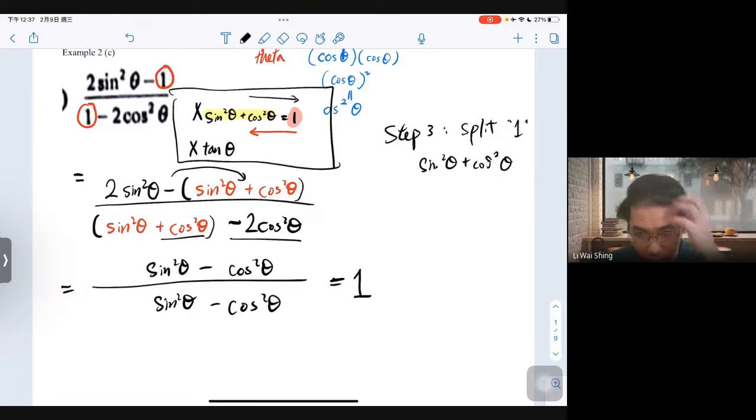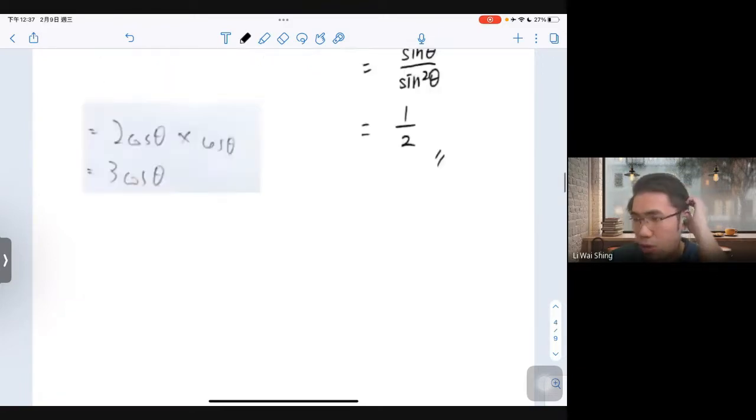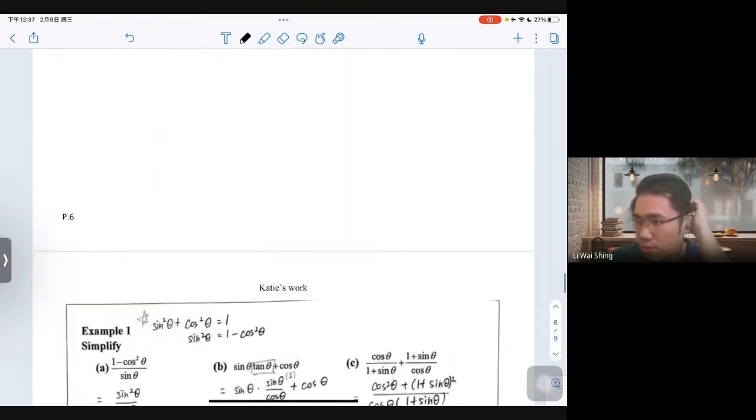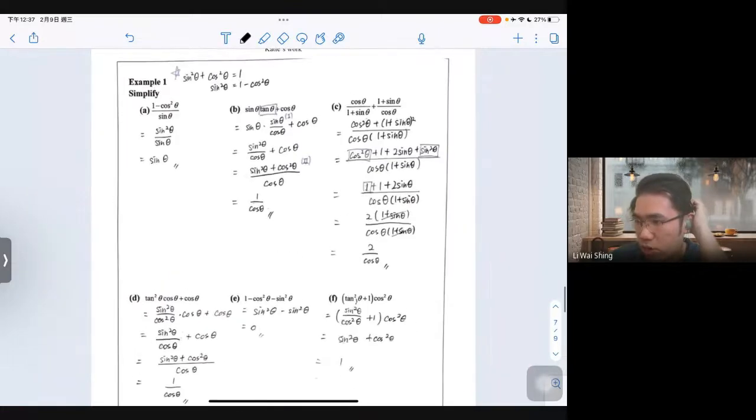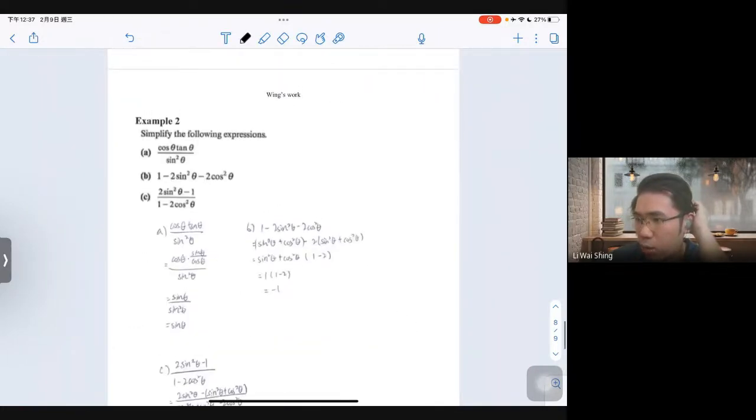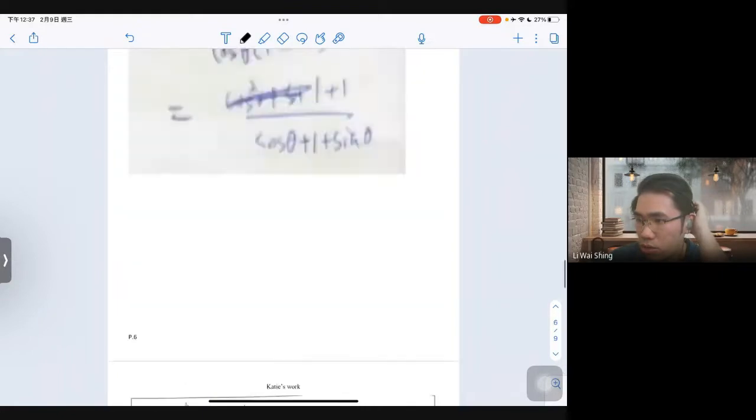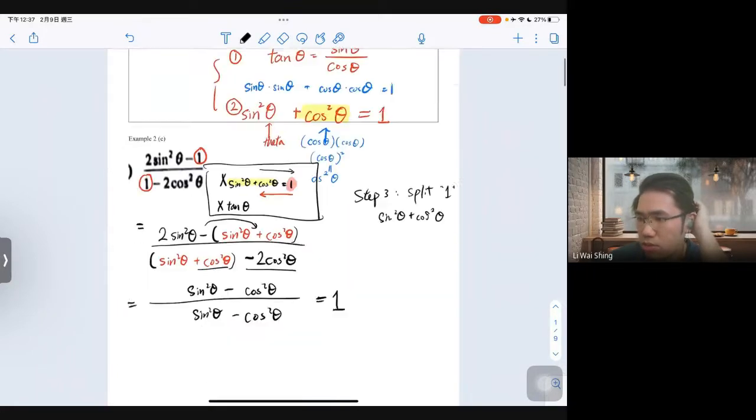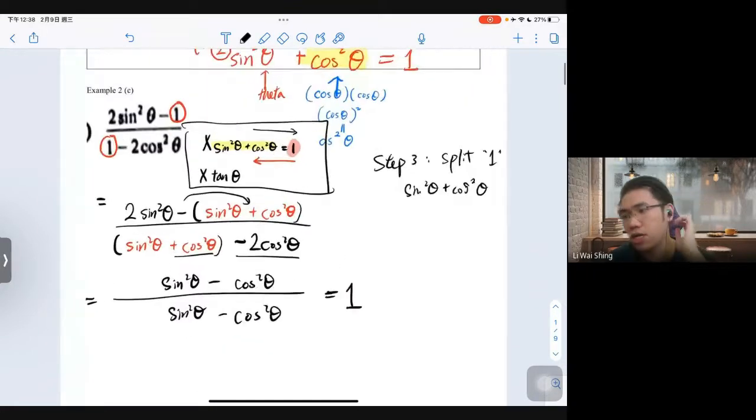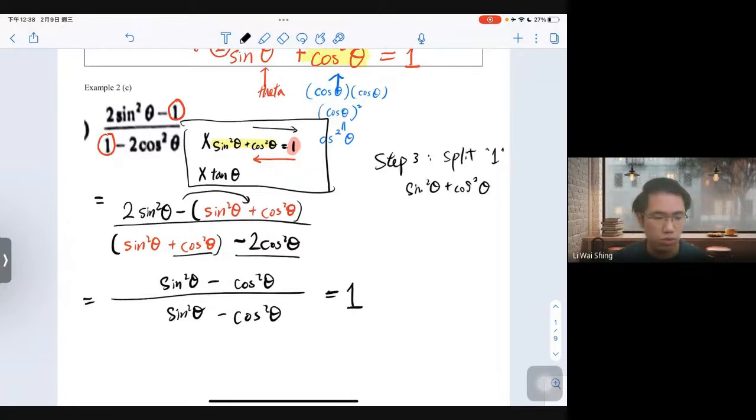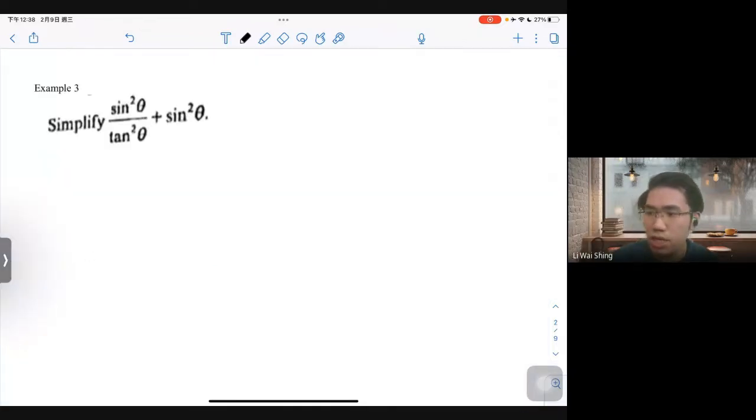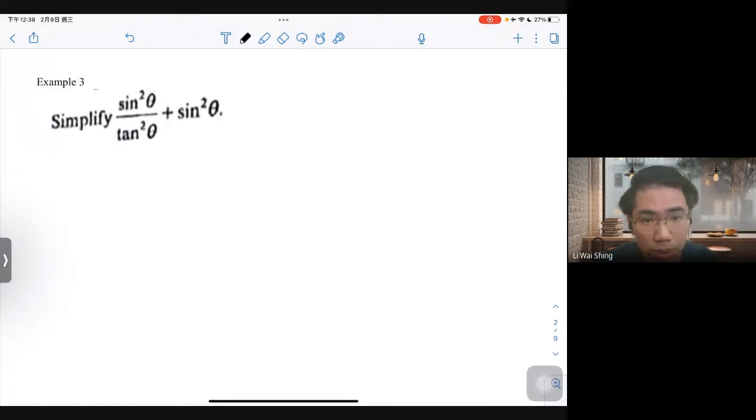In the last page of this set of notes, I have included 3 model answers from your work. You can see I have copied Katie's work, Wing's work, and also Moses' work. They do it perfectly. So if you want to know further, or you don't have sufficient time to copy it, you can just read their answers. So the next question, sine square theta over tangent square theta plus sine square theta.